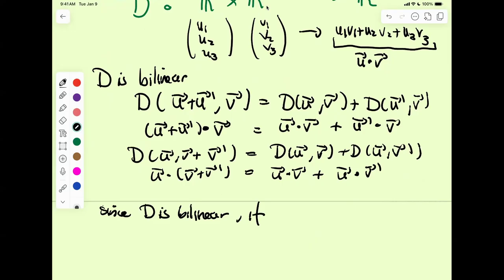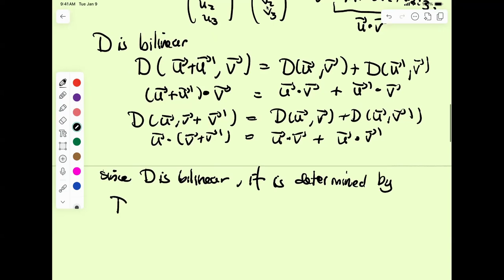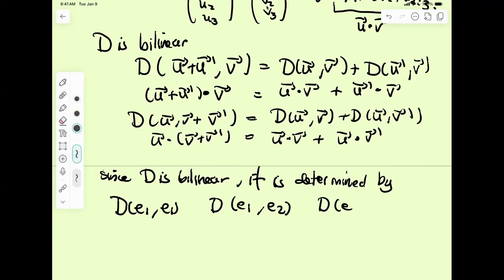Since D is bilinear, it is determined by D of E1, E1, D of E1, E2, and so on. Now I'm switching back to the usual notation. Instead of I, J, K, I'm just putting E1 is I, E2 is J, and E3 is K.